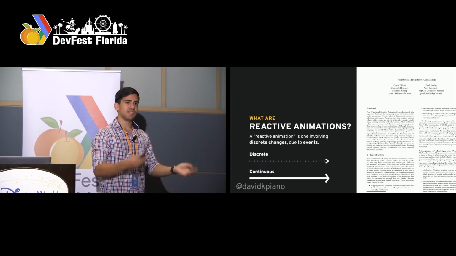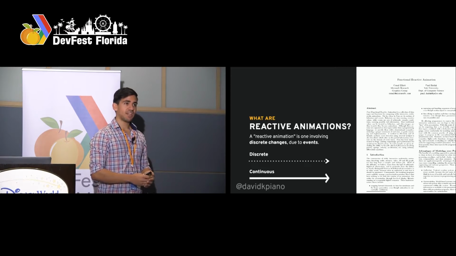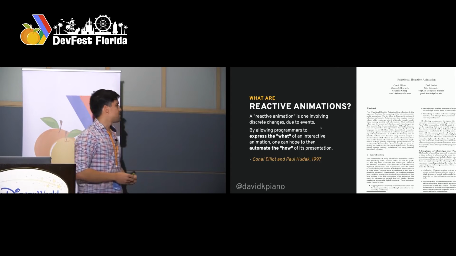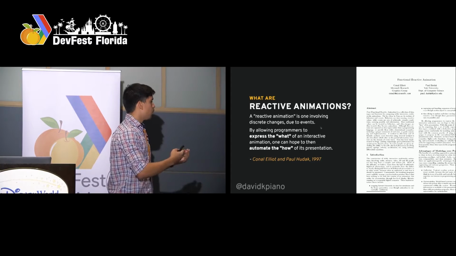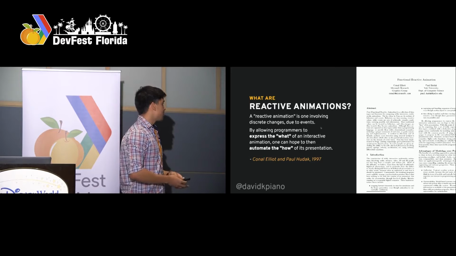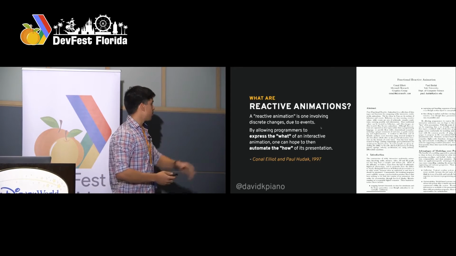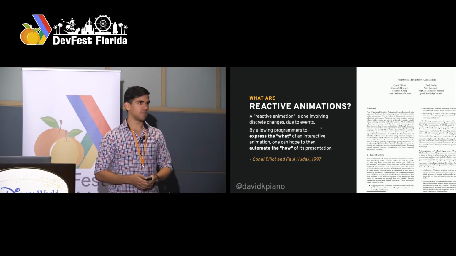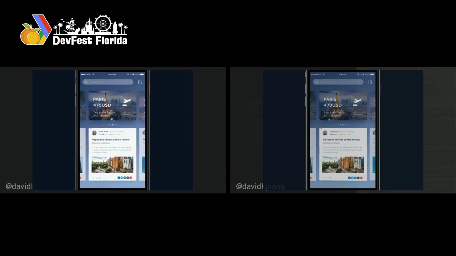And so we could take those continuous events that could happen at any time and have discrete reactions based on those. In this paper, he also says that by allowing programmers, such as you all, to express the what of an interactive animation, which is really a declarative concept, one can hope to automate the how of its presentation. And the reason that I quote these two paragraphs is because they're the only two I understood in the entire paper. But I encourage you to read it.